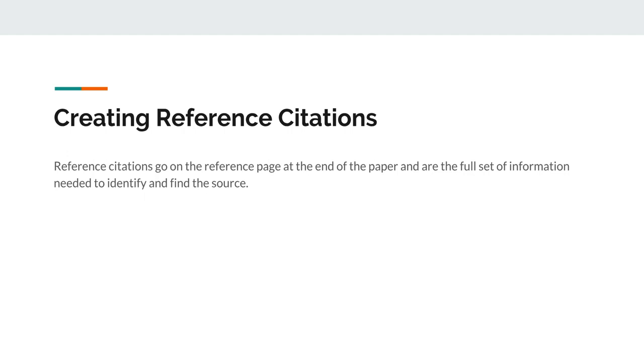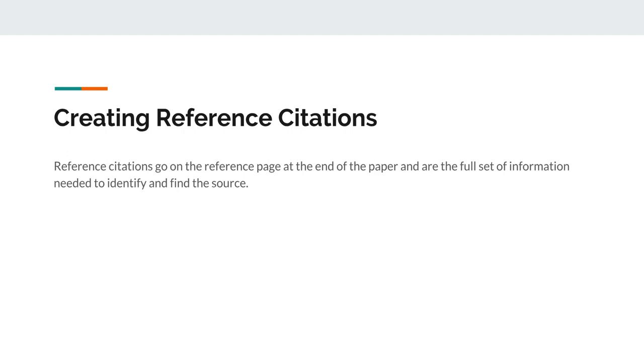Reference citations are actually the full set of information that someone needs to identify and find the source. So the author, the title, the publisher, the location of publication, the method of publication, the date of publication. If it was an online source, where you found it online, was it a regular website or was it a database? All of those kinds of things.